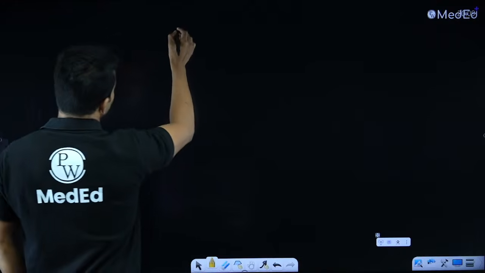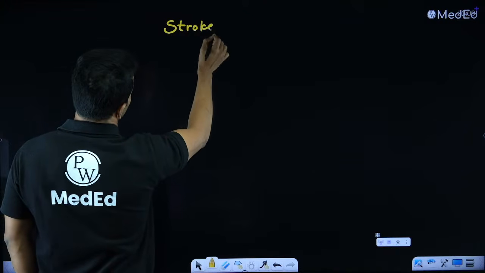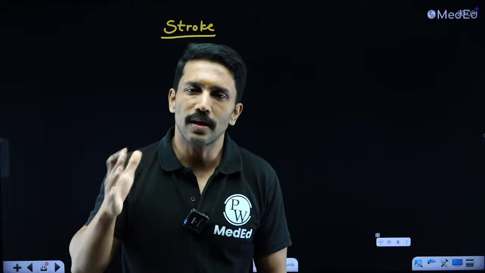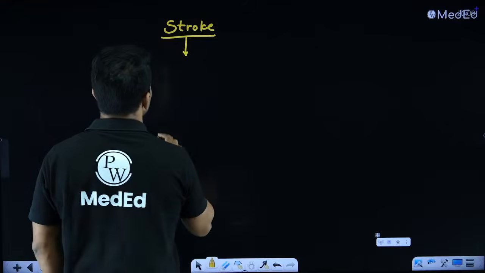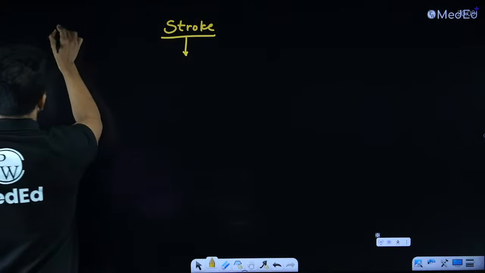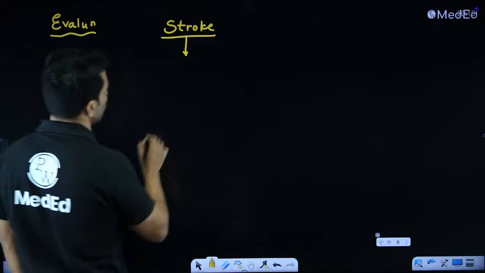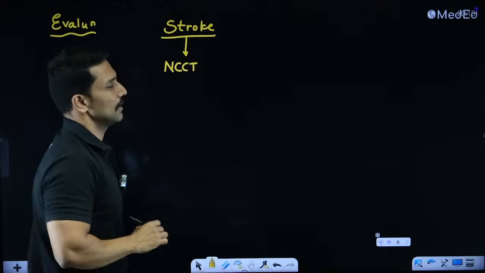Okay, so let us say we got a case of stroke. We already know time is brain. So once you get someone with rapidly evolving neurodeficits, it's probably a case of stroke. The first thing I need to know is whether I am dealing with an ischemic stroke or a hemorrhagic stroke. So for that, the best investigation is non-contrast CT.